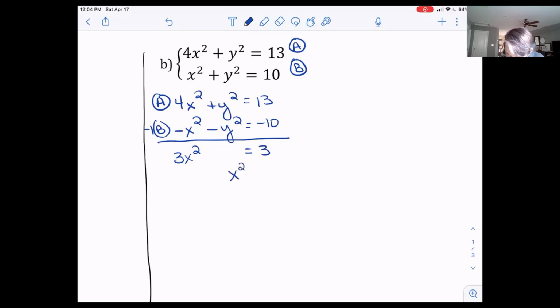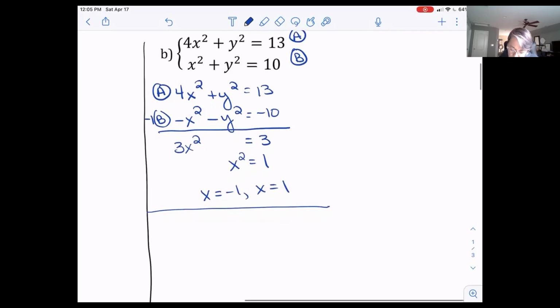Divide by 3, we get x squared equals 1. So we get two possible values for x. We take the square root, we get x equals either a -1 or x equals 1. So let's look at both possible solutions.